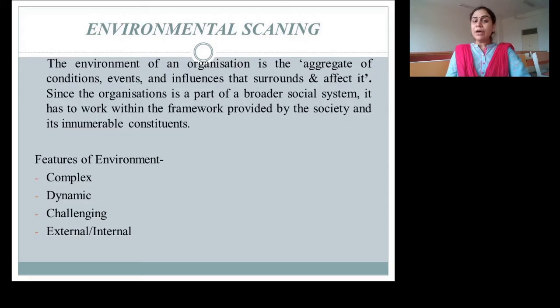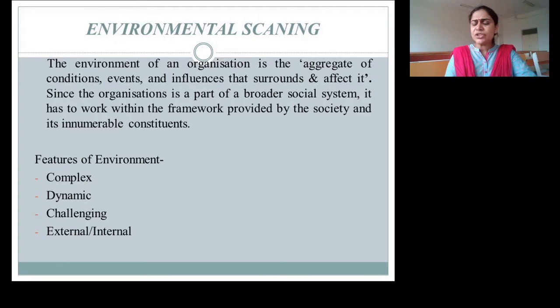The environment of an organization is the aggregate of the conditions, events, and influences that surround it. That is what constitutes the environment. Basically, we are affected by the environment because we are in an organization. An organization in itself is a society that has a complex mechanism that affects it.